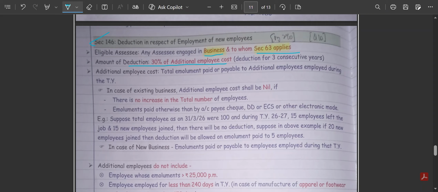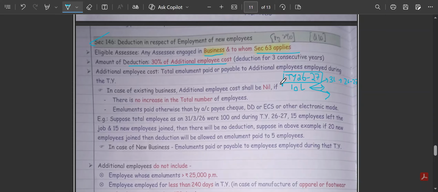Now, there is a point to be considered here. This is a deduction which we will get for the cost we incur in the current year. Means like we are incurring during the tax year, we have additional employee cost. Tax year 26-27, we have an additional employee cost of 10 lakh rupees. So we'll get a deduction of 30%, which means 3 lakh rupees in the tax year 26-27, and then we'll get 3 lakh rupees in tax year 27-28, and 3 lakh rupees in the tax year 28-29. So this deduction is provided to us for the cost we incur during the tax year 26-27 only.